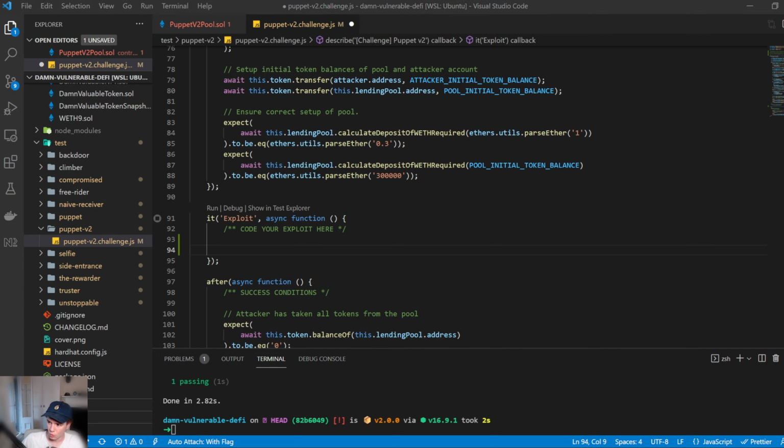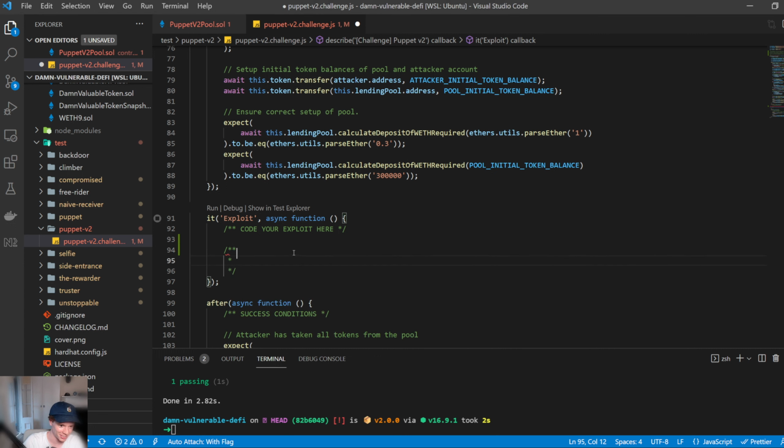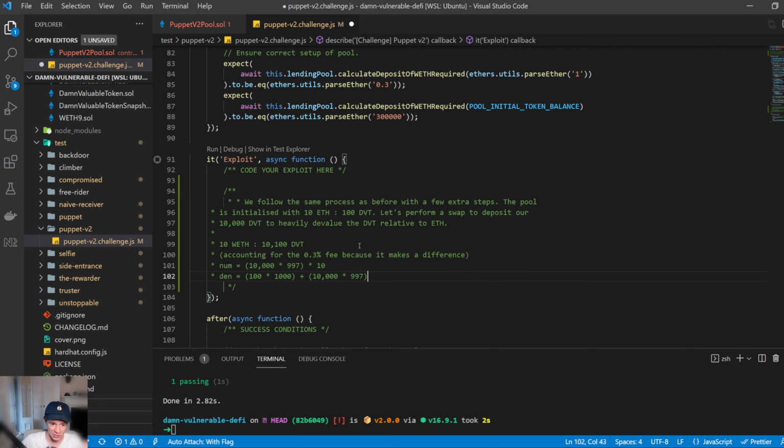Okay, the first thing we need to do is the maths, to work out how this is going to work. We follow the same process as before with a few extra steps. The pool is initialized with 10 ETH and 100 DVT. We want to perform a swap, depositing our 10,000 DVT to heavily devalue DVT in relation to ETH. So initially we have 10 ETH and 100 DVT. We deposit the 10,000 DVT, which gives us a ratio that looks like this.